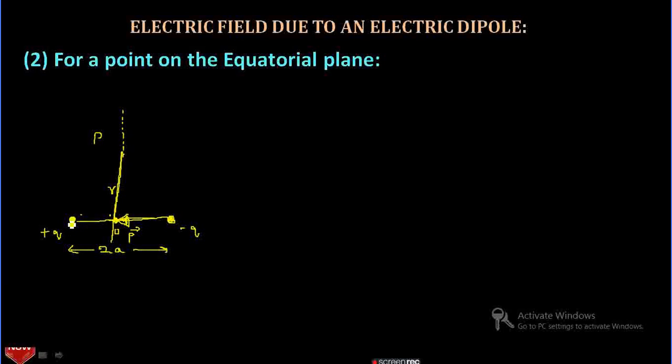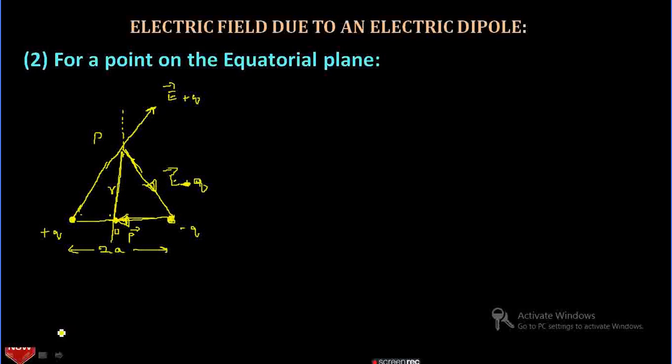This is the direction of the electric field acting. This is the electric field due to plus q, acting in this direction. This is the direction of the electric field acting towards the minus q charge. This is E minus q. So see here, how many fields are acting? E plus q and E minus q. E minus q is acting towards the negative charge.